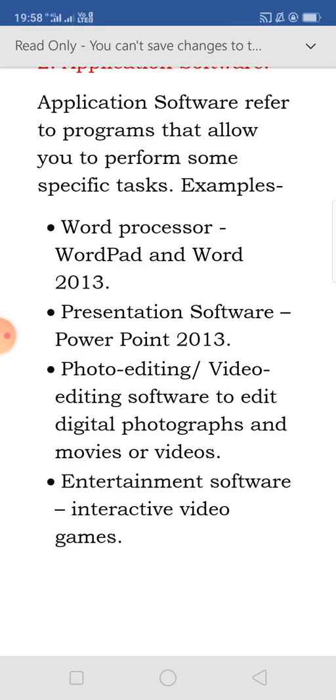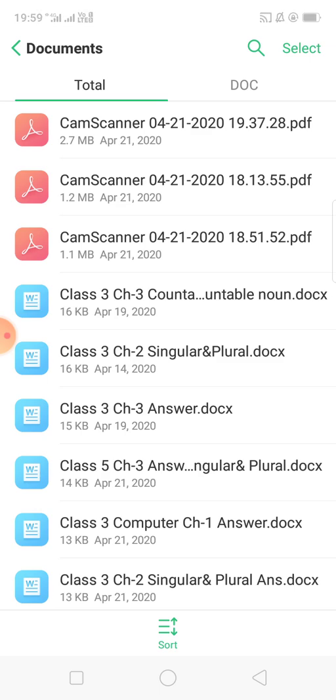This portion can come as matching. In column A there will be word processor, presentation software, photo editing, video editing, entertainment software. And column B will be WordPad and Word 2013, PowerPoint 2013, and software to edit digital photographs and movies or videos. Like this it will be divided, and you have to match it. Next we will move to the questions.